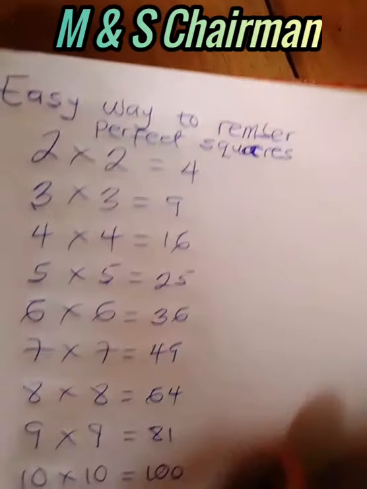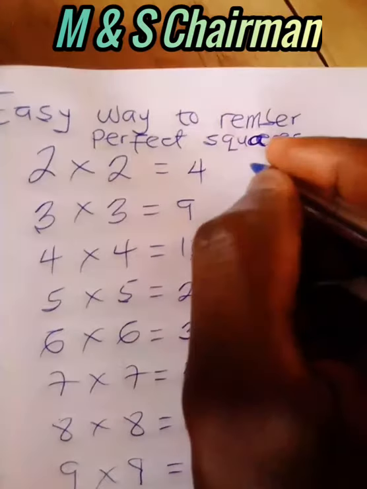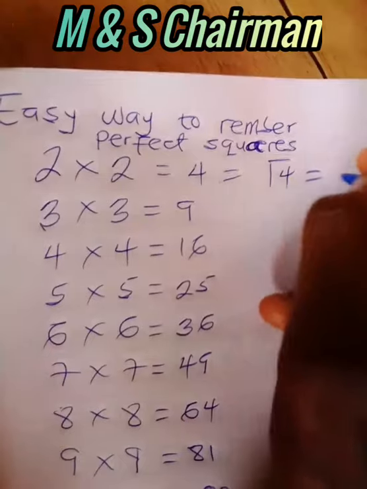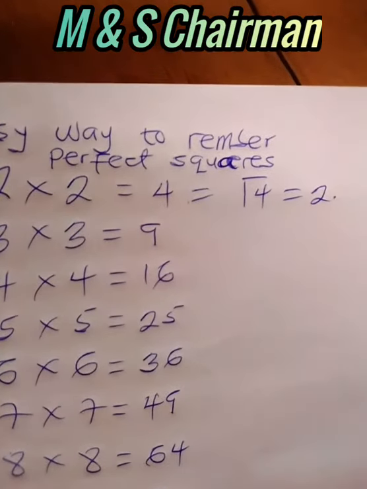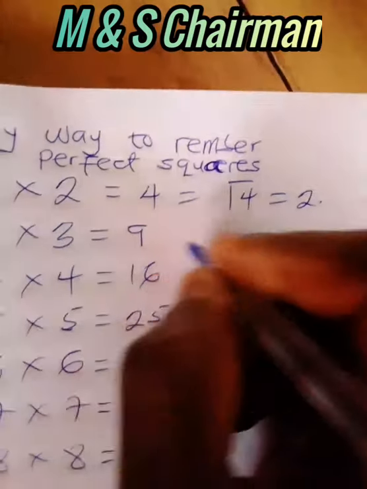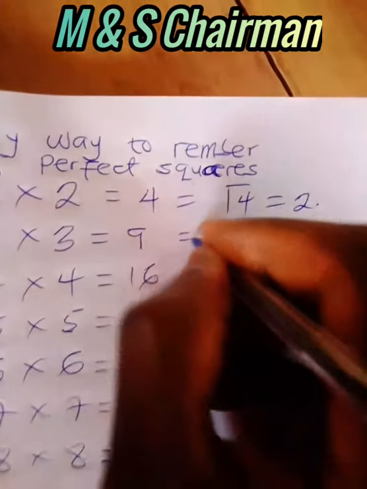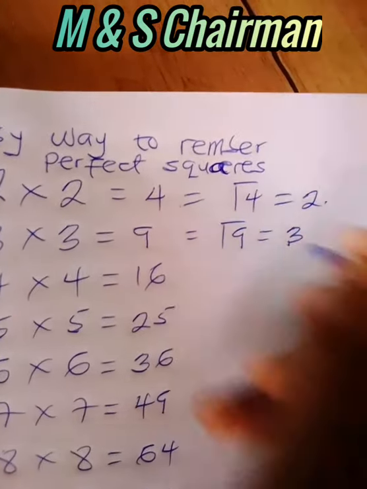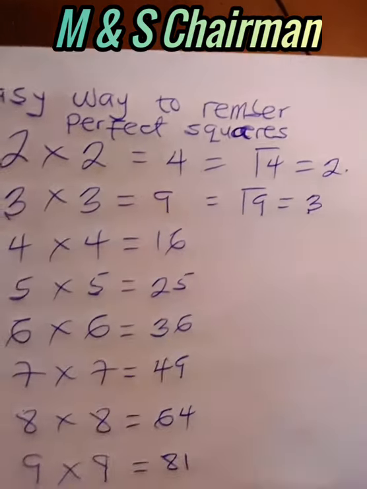And for you to confirm whether a number is a perfect square or not, how will you do it? You square root it. So if you have the square root of 4, you get 2, which means 4 is a perfect square without any point. So when you come to 3, the square of 3 is 9, and when you square root 9, it will give you 3, a straight answer without any point, which also indicates it's a perfect square.